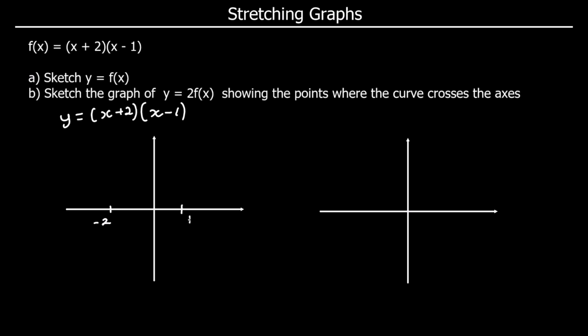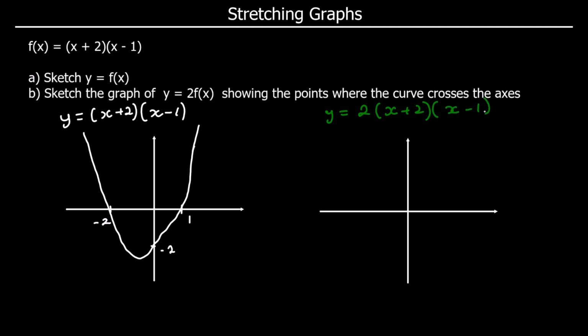And when x is 0, what's y? 2 times -1, -2. Something like that. It's not perfect. Sketch the graph of y equals 2f of x, showing the points where the curve crosses the x's. So 2f of x will be 2 times the same graph.